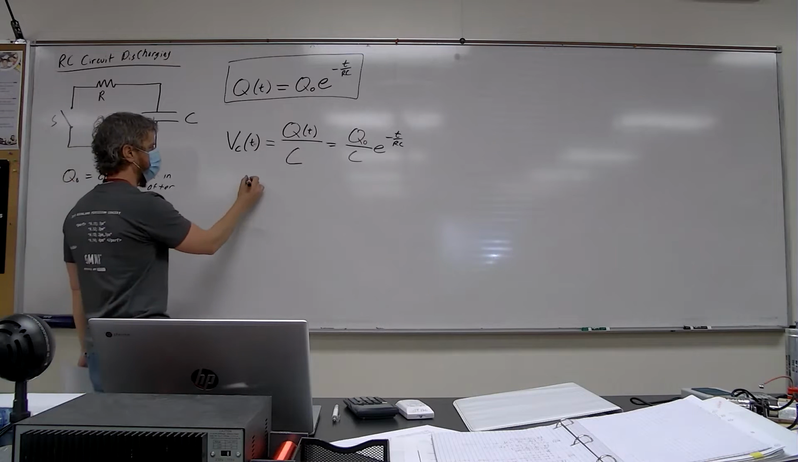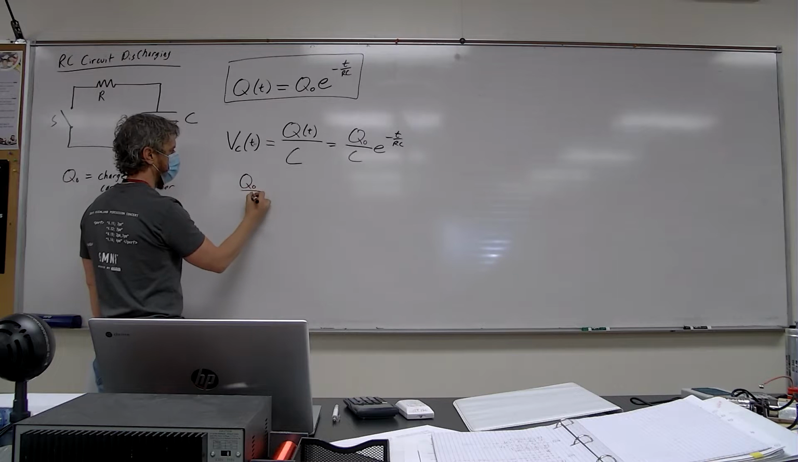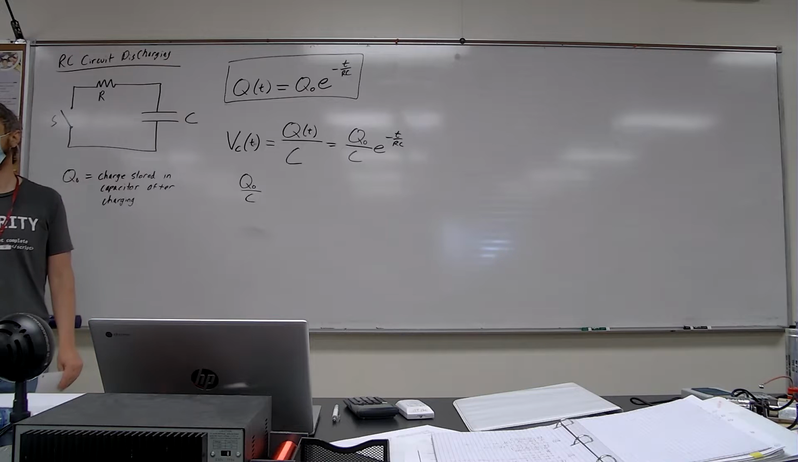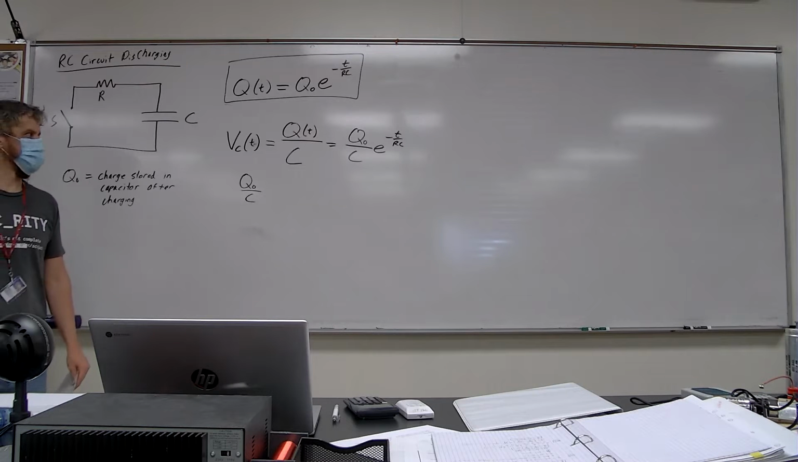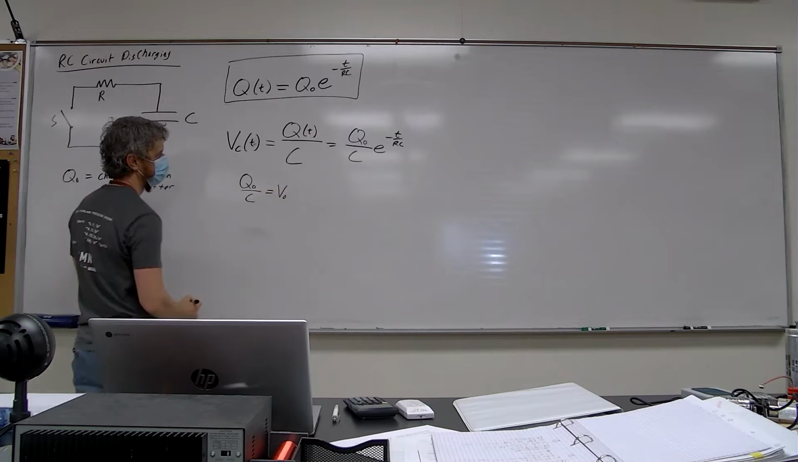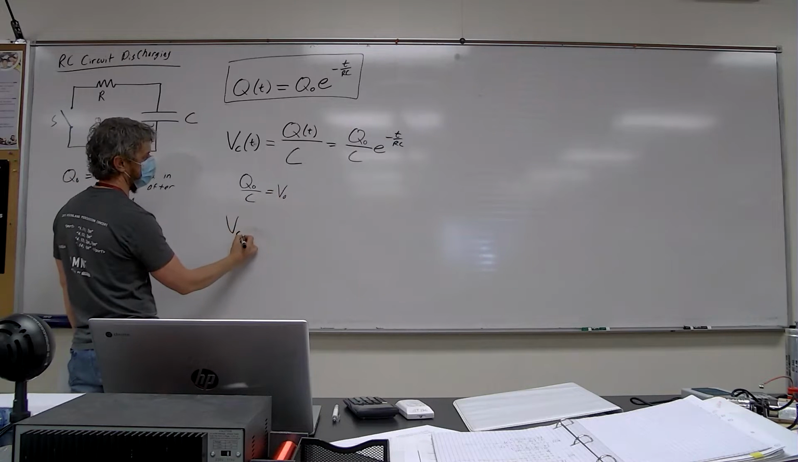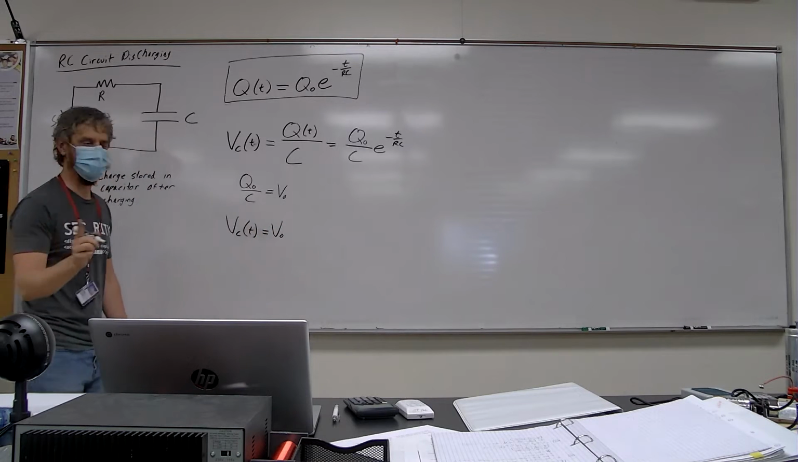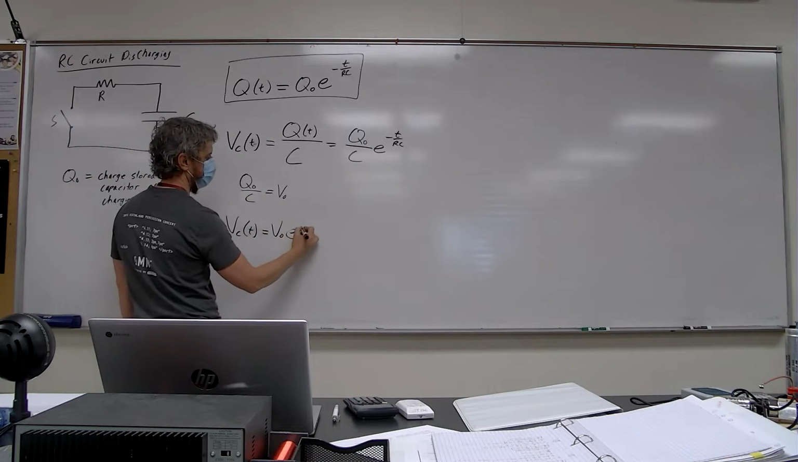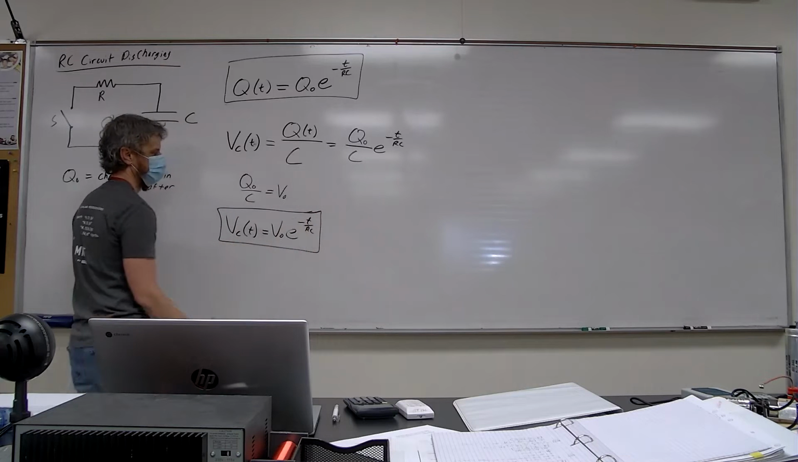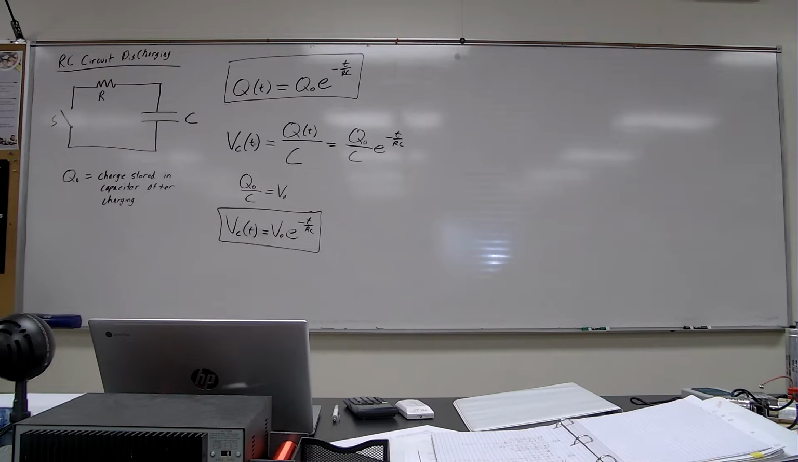Now what do you think we call Q naught over C? What do you think we can call it? Initial voltage. The initial voltage across the capacitor, right? Yeah. So we can call that V naught. And so we can say that the voltage across the capacitor as a function of time will be equal to the initial voltage of the capacitor times e to the negative t over RC. Discharging capacitors is a little easier because they all behave the same. They all start at a maximum and then they all decay.